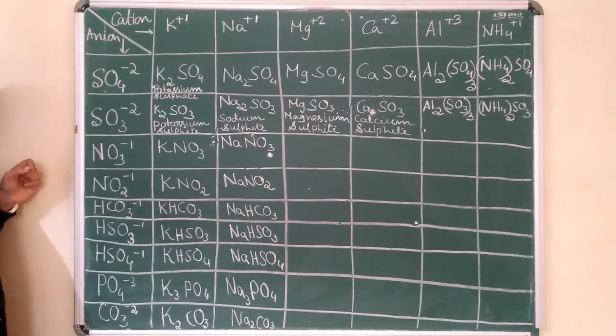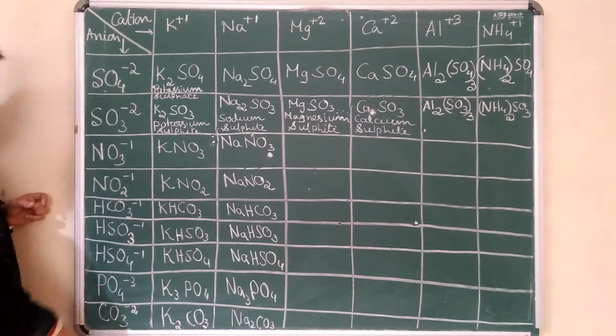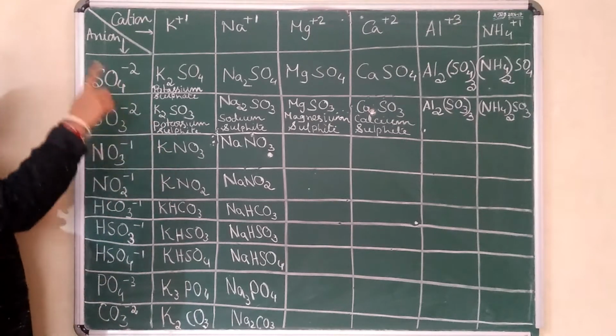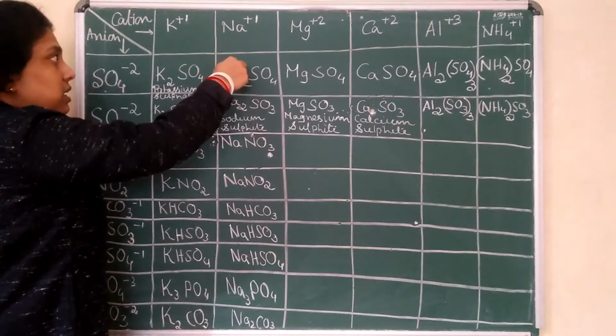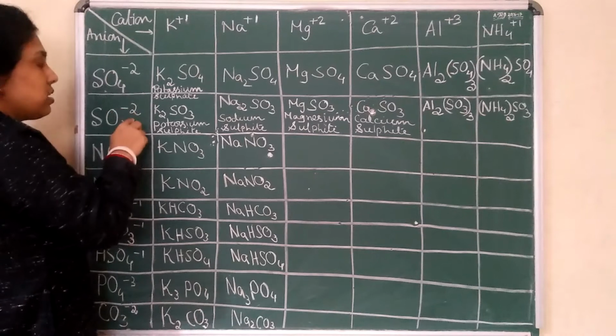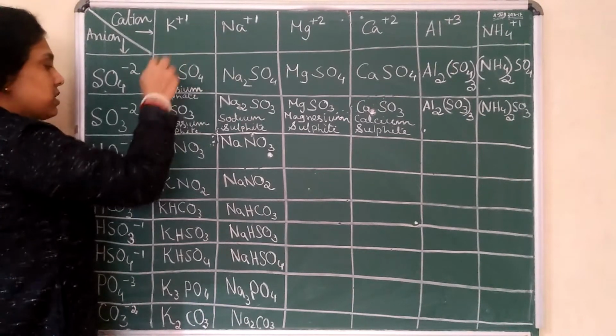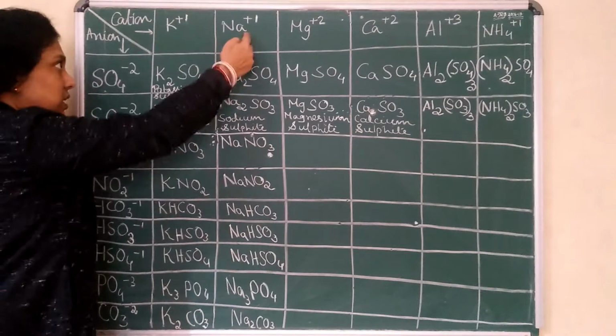So I hope you have understood how to write. You just interchange with the column; the column's anion is there. See, all anions you are interchanging with cations, cations interchanging with anions. So like this you are writing. Like this you are writing.